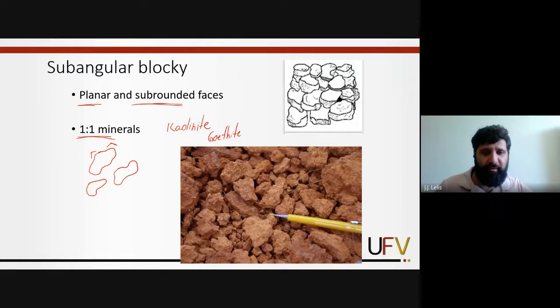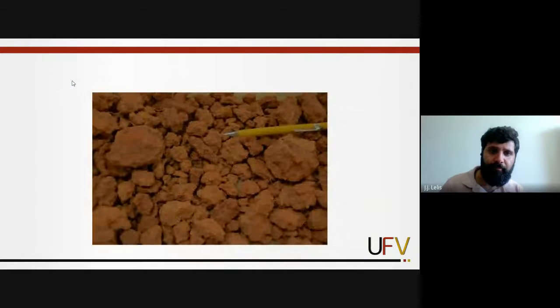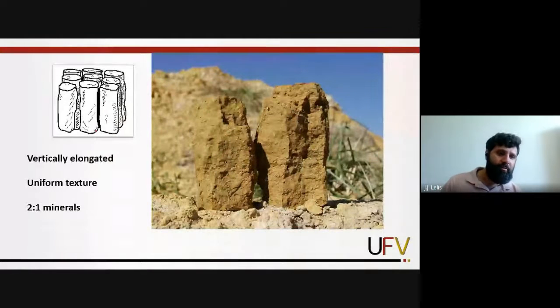Here we can see some shrink and swell, but they suffer this process not so intensely, it's not so deeply influenced by the shrink and swell process, okay? This structure is very common in tropical soils like ferralsols, oxisols, and others that present this kind of structure. Some pictures here. Oh, and this one is very beautiful.